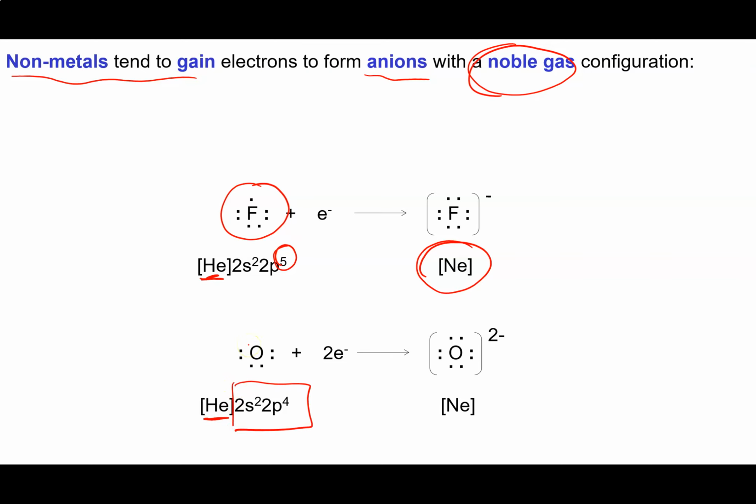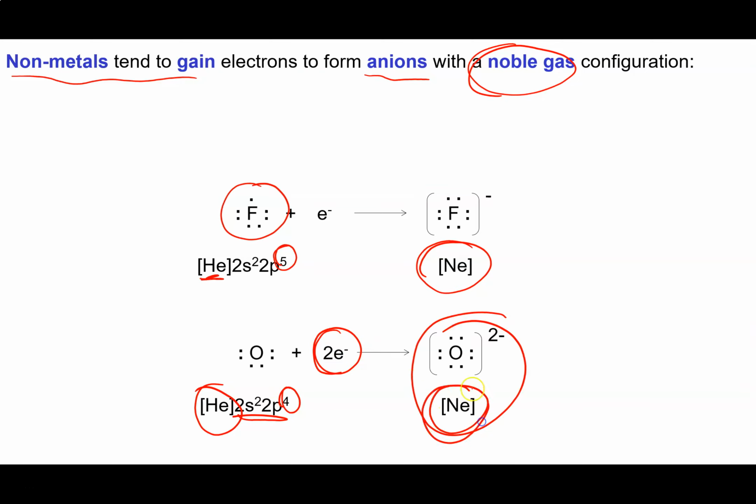Oxygen is in group 6A, has 6 valence electrons. It has 8 electrons total. 2 of them are in the helium noble gas configuration. The remaining 6 are in the 2s and 2p subshell. Oxygen loves to gain 2 electrons, completing the 2p subshell, leaving it with a noble gas configuration like neon.